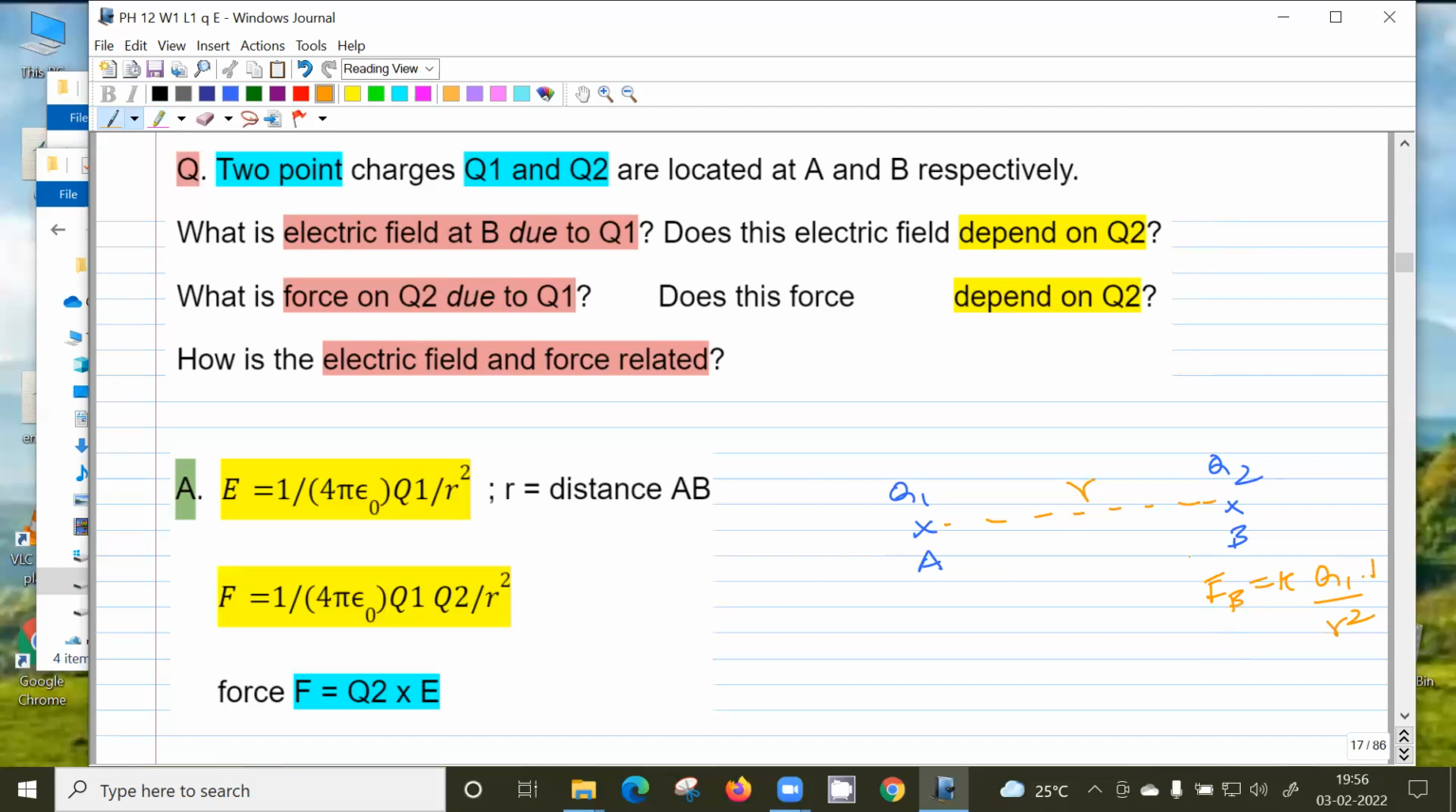And what is the force on B? That is the force on Q2. By Coulomb's law, the force will become k Q1 Q2 by R square. And this I can write as Q2 into E.